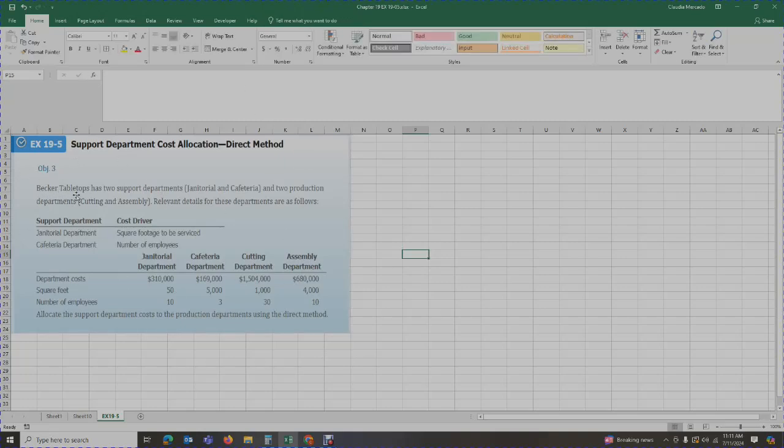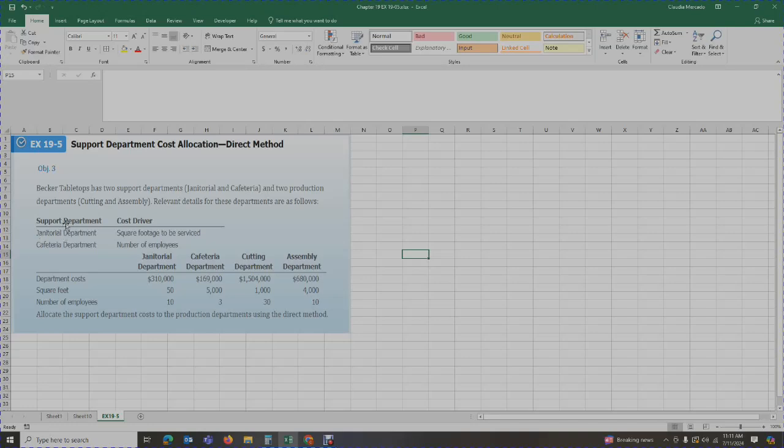We have a Becker Tabletops has two support departments, janitorial and cafeteria, and two production departments, cutting and assembly. Relevant details for these departments are as follows, okay? So the support departments, their purpose is to be there to support the production departments, okay? They have nothing to do with the production of the goods, but rather they're there to provide a service to the individuals working in the production departments, because without the support departments, then the production departments can't really function. So these are just added support departments available to them.